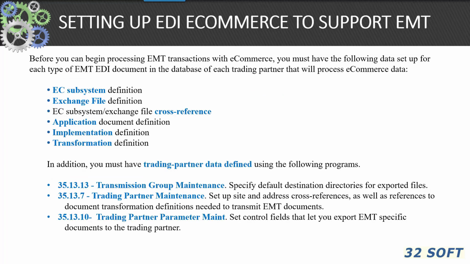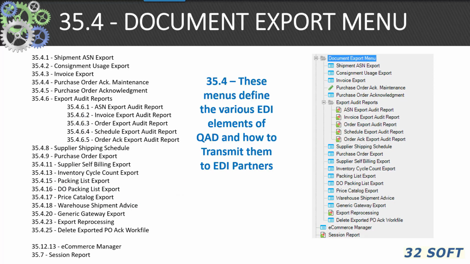And then to set up the EDI to support your e-commerce, you're going to have to define the e-commerce subsystems, exchange file definitions, cross-reference, some application document definitions, implementation, and transformation. In addition, you're going to need, as we talked about, the 35.13, the 35.13.7 trading partner maintenance, and then the trading partner parameter maintenance. Just a quick review of the menus represented by the e-commerce and tables.